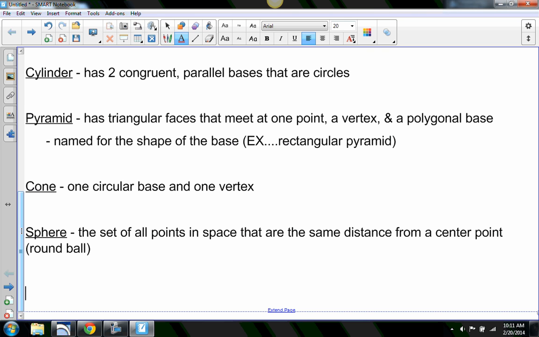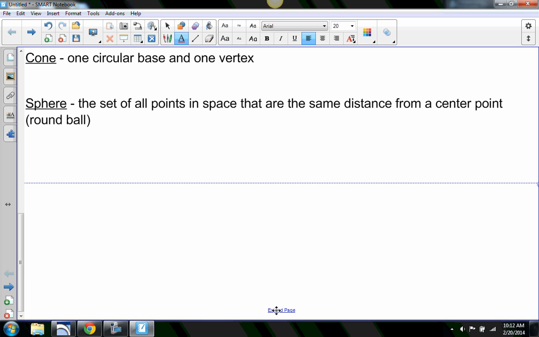A cone is like a witch's hat. So it would have one base, which is a circle, and then it comes to a point, one vertex. And a sphere is just a ball, okay? It's a set of all points in space that are the same distance from a center point. It's a basketball, a softball, a tennis ball, a soccer ball, anything that's round, okay? It would not include a football because that's not round.